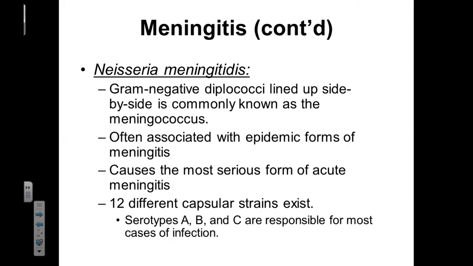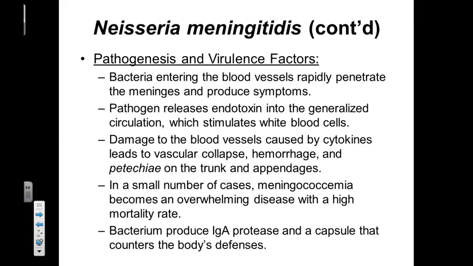One cause of meningitis is Neisseria meningitidis. It's a gram-negative diplococci organism that lines up side by side. It's commonly known as meningococcus. This microorganism is associated with epidemic forms of meningitis and causes the most serious forms of acute meningitis. Within this species, Neisseria meningitidis, that is a tongue twister right there, there are 12 different subtypes or serotypes. Serotypes A, B, and C are the three most popular ones that cause most of our infections.